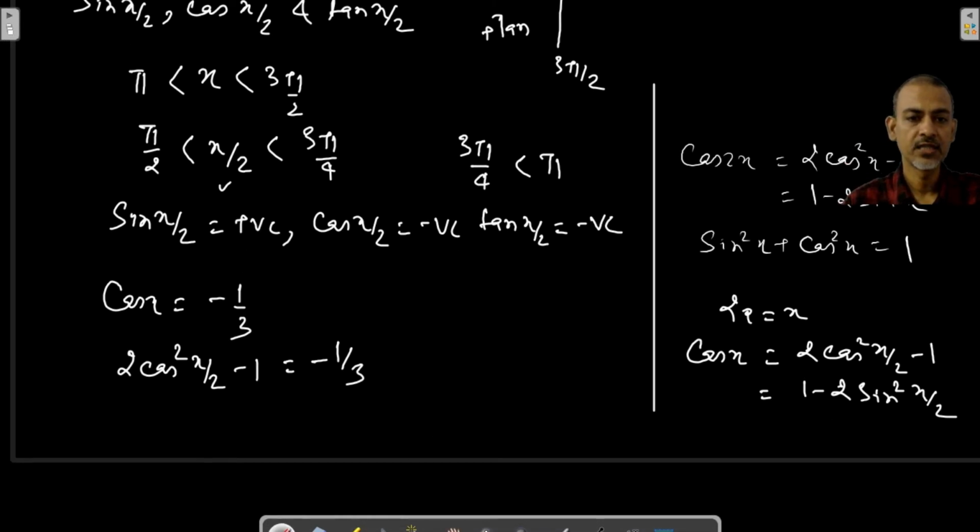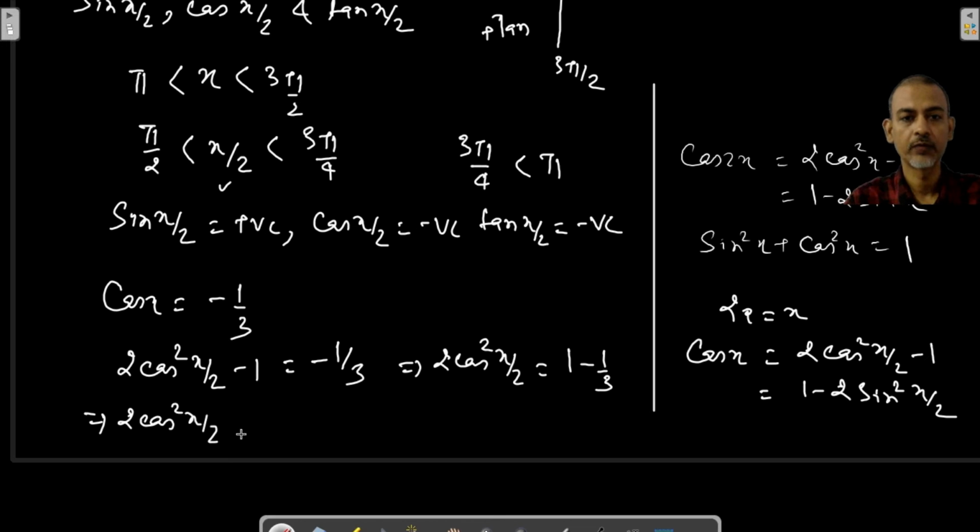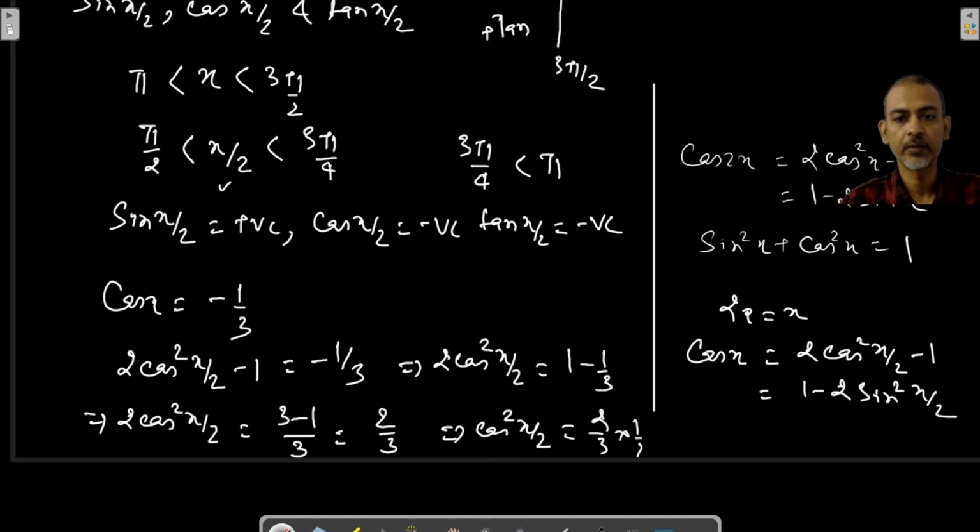Now, with this, we have 2 cos square x by 2 equals what? 1 would come to this side, so this will become 1 minus 1 by 3. Now, my 2 cos square x by 2 would become 3 minus 1 divided by 3, as I have taken 3 as LCM. So this will be 2 by 3. So 2 cos square x by 2 is 2 by 3. This implies cos square x by 2 is going to be 2 by 3 divided by 2. The 2 will cancel out, so my cos square x by 2 is going to be 1 by 3.